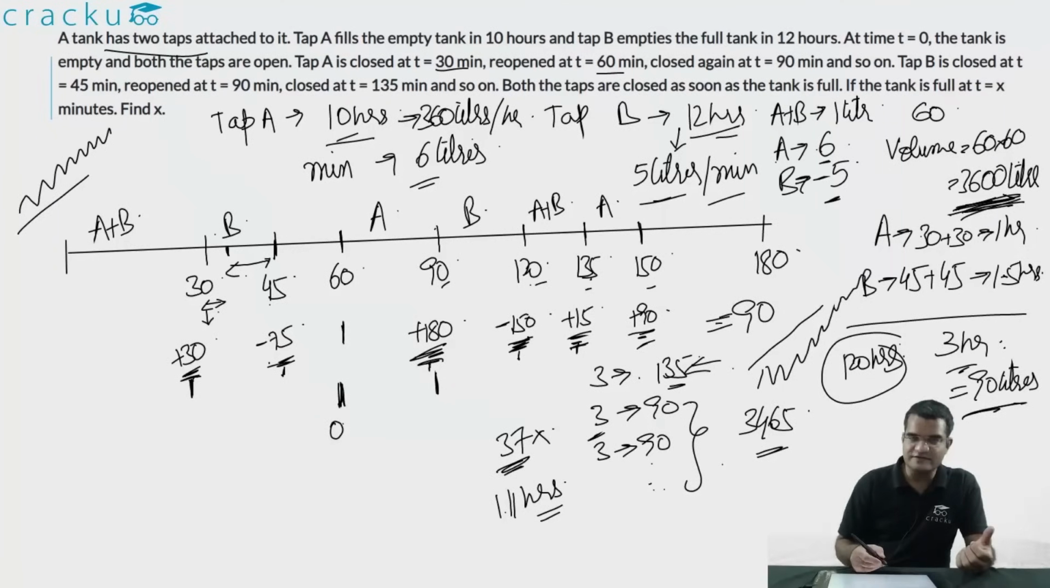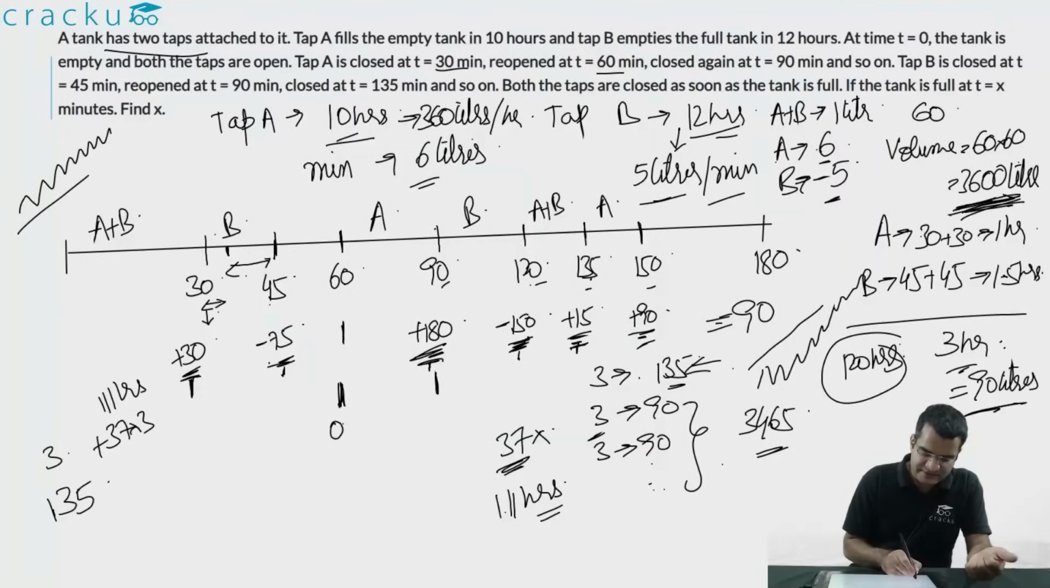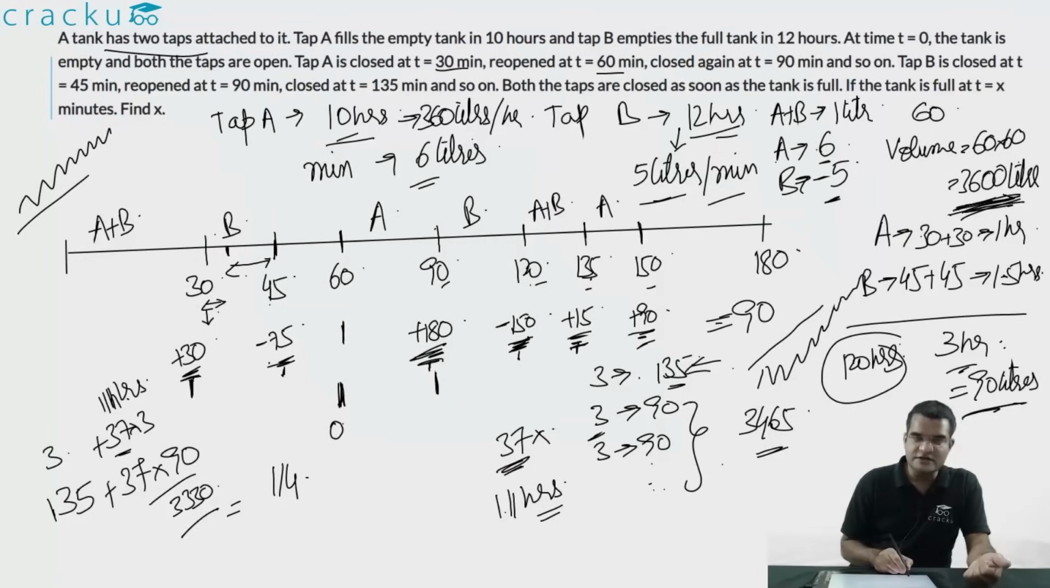So after 37 of these cycles, the total amount of water that is filled into the tank is 135, which is filled in the first 3 hours, plus 37 into 3, which is another 111 hours. And in these 37 cycles, the amount of water that is filled in is 37 into 90. This is equal to 3330. The total amount of water filled into the tank after 114 hours is 3330 plus 135, which is equal to 3465. We still need to fill in another 135 liters.